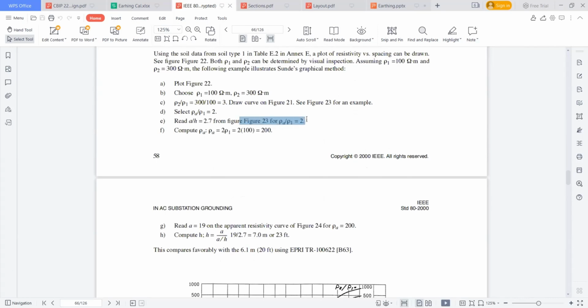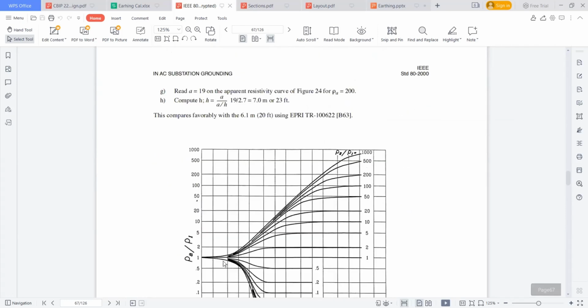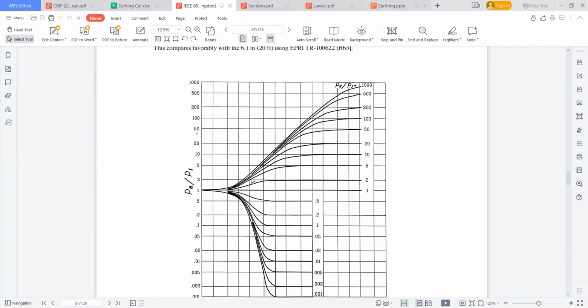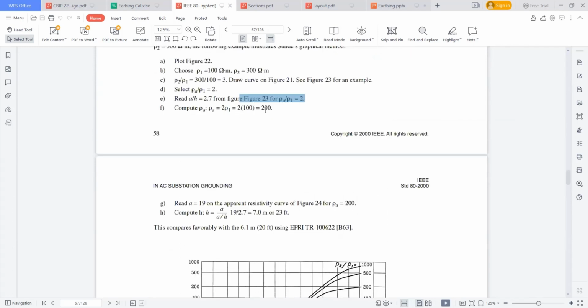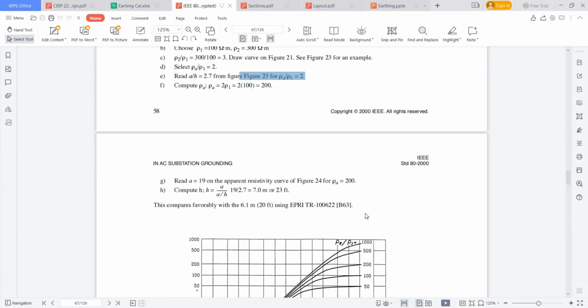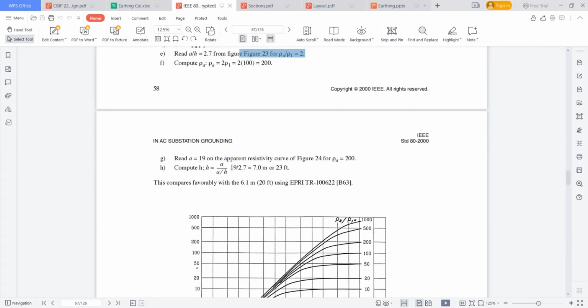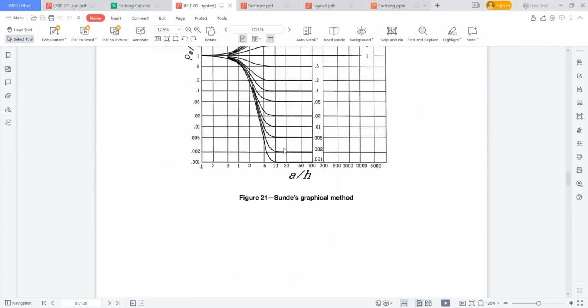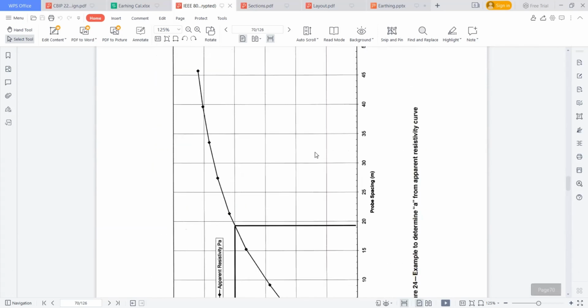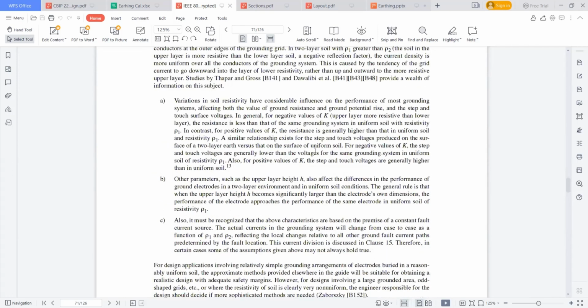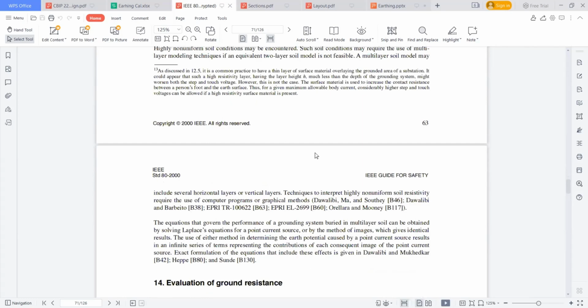And figure the PA by P1 equal to 2. And this graph line may lead to some 200 ohms. So it's a kind of thing that. So 2 into P1, which is 100, it's 200. So 200 ohm-meter is my apparent resistivity of this. And the depth is also a main factor, which is H equal to A by H. It's 23 feet. I'm checking about 23 feet. It's generally Sunde's graphical method. I will show you some values here. Multi-layer soil.